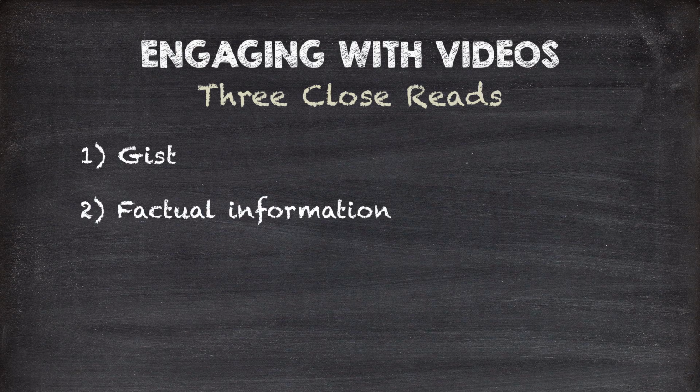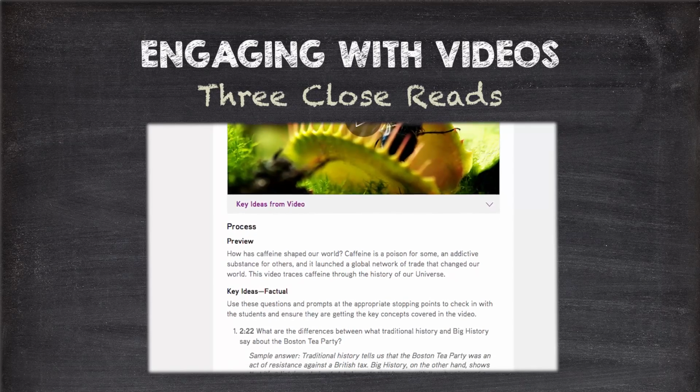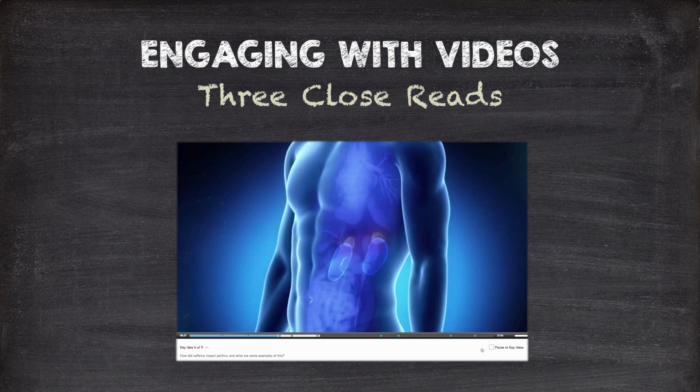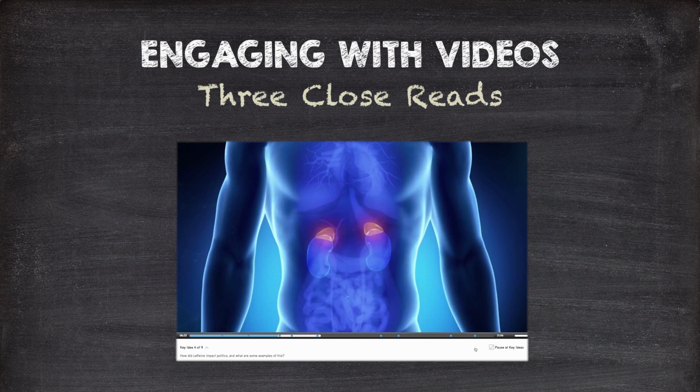In the second close read, you'll look at the factual information covered. In the lesson view of each video is a list of factual questions about the content. If you select the Pause at Key Ideas option in the viewer, the video will pause and project these questions. The key here is that students really need to understand the information being conveyed. We want to make sure what's being said is understood before we really get into the significance and meaning of the information. In this viewing, you might ask students to look for any unsupported or poorly supported claims. This helps get students to listen closely.